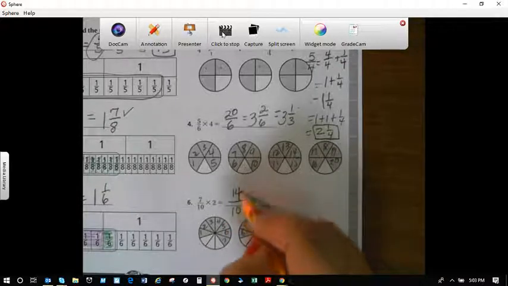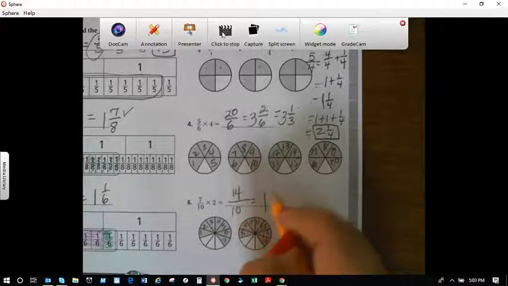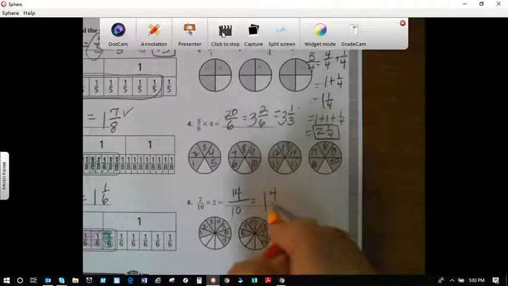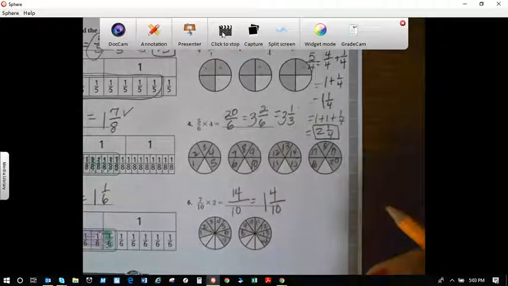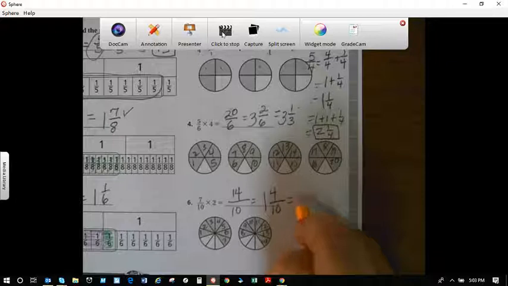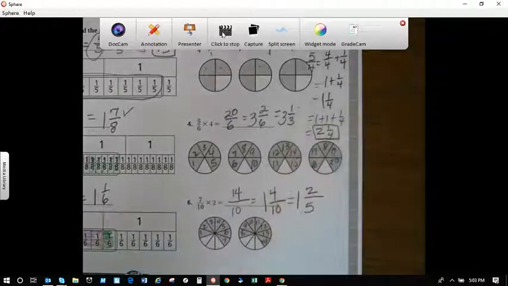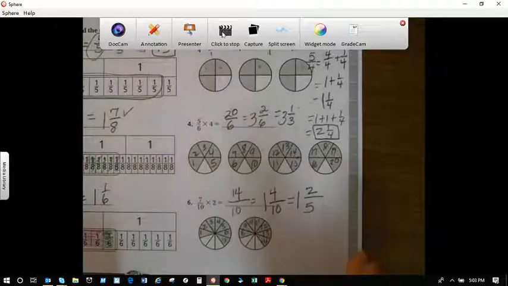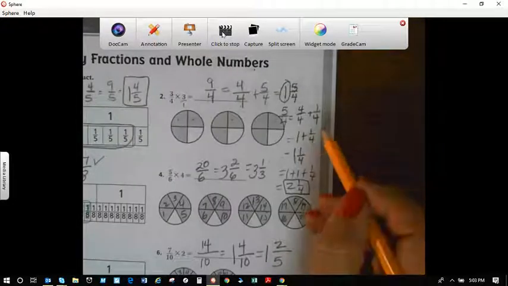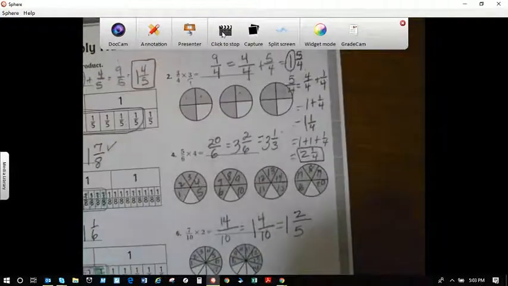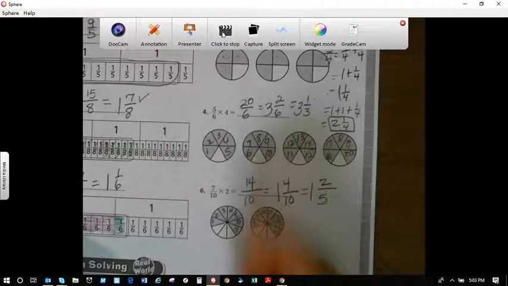10 goes into 14 one time with 4 left over. Both are even numbers, so it's 1, half of 4 is 2, half of 10 is 5. And so my answer is 1 2/5. Again, you can use this pattern, or you can use it this way, or continue.